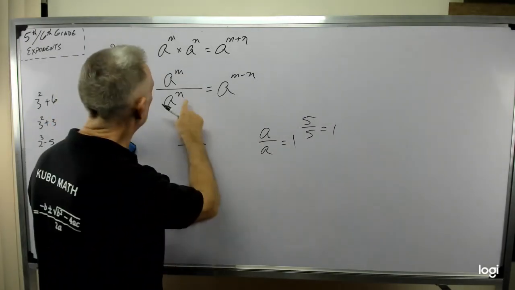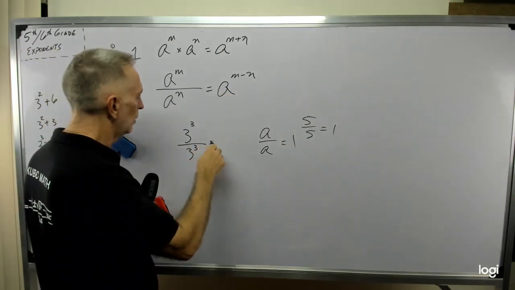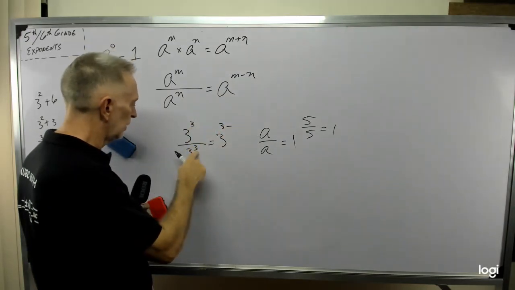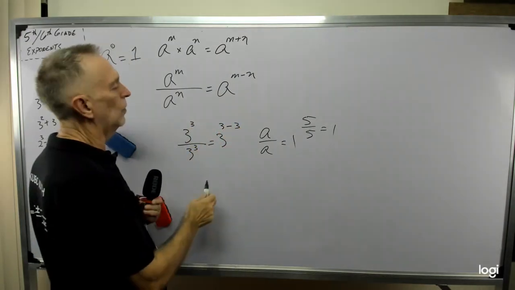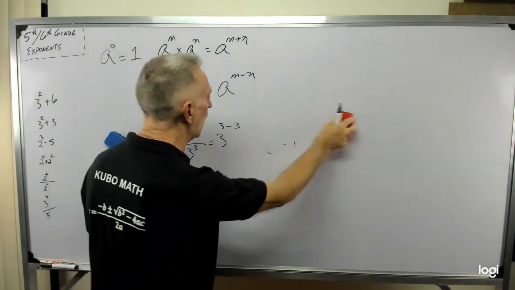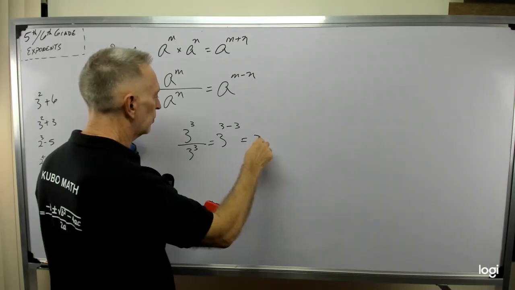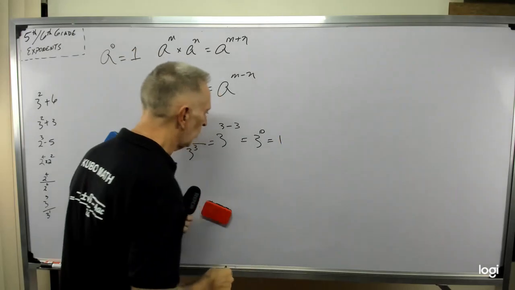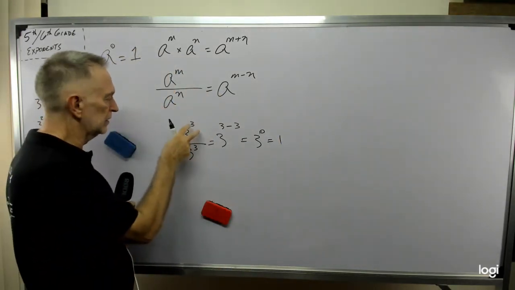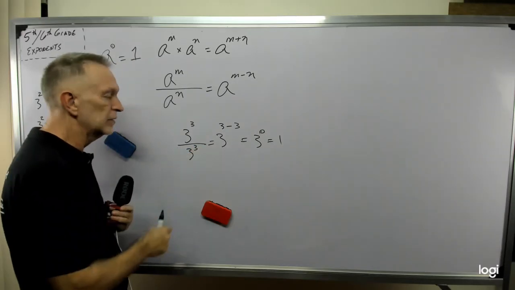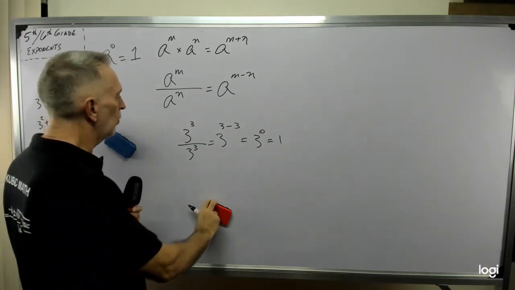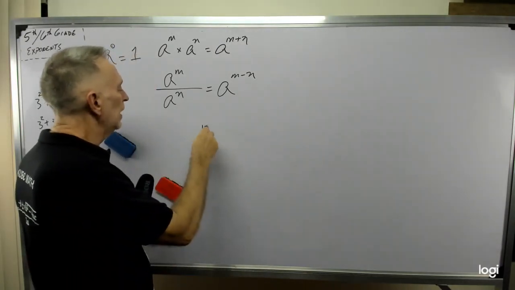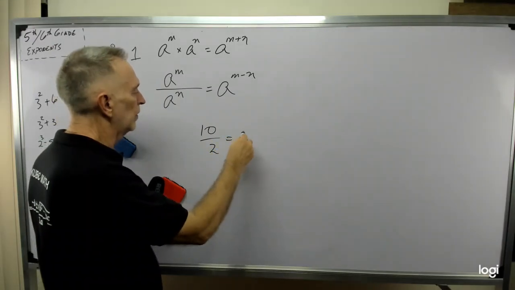But how does this work out? If we have this rule right here, we're saying I have 3 raised to the third power minus this power here. Oh, that's why it works out. Now I have 3 raised to the 3 minus 3, which is 0, and that equals 1. And it should, because this number is divided by itself. Now, when you divide something, there's just a simple rule here. If I have 10 divided by 2, we know that equals 5.